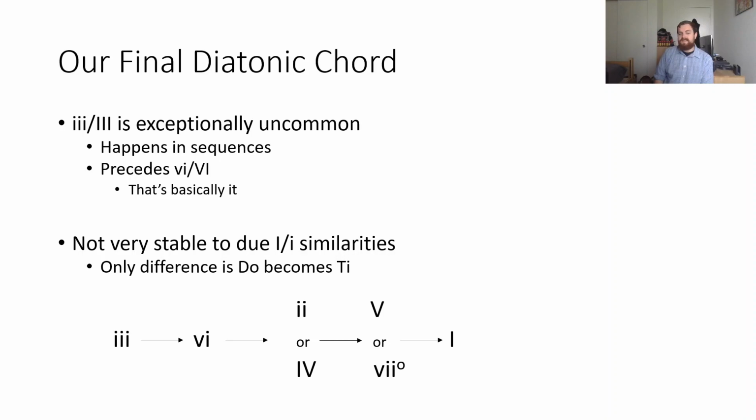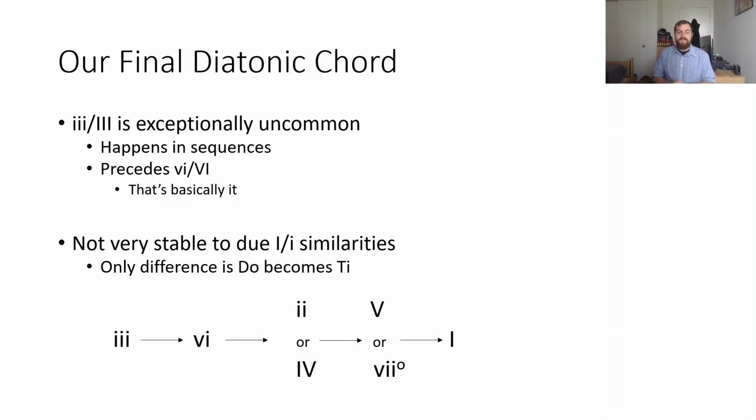But it's not a very stable chord due to its tonic similarities. The only difference is that Do becomes Ti, right? That's it. That's the only change. You've got Mi and Sol stay the same. They're so similar that you don't really see them as distinct. And 3 doesn't really feel strong as a tonic substitute either. So it's just kind of this weird middle ground.